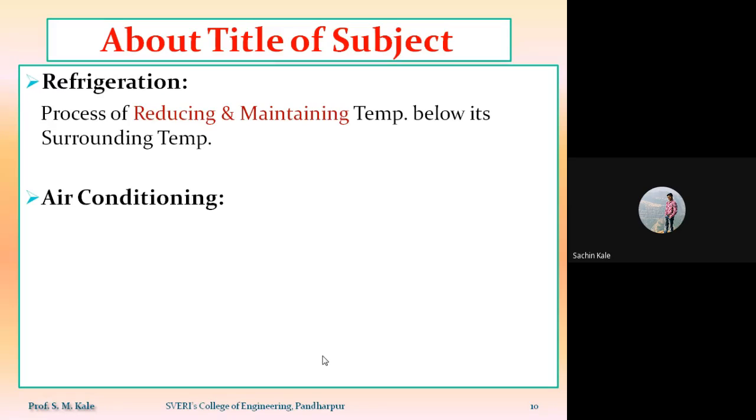Air conditioning means we have to maintain the desirable internal atmospheric condition irrespective of external condition, and that desirable internal atmospheric condition we are maintaining by controlling 4 factors.